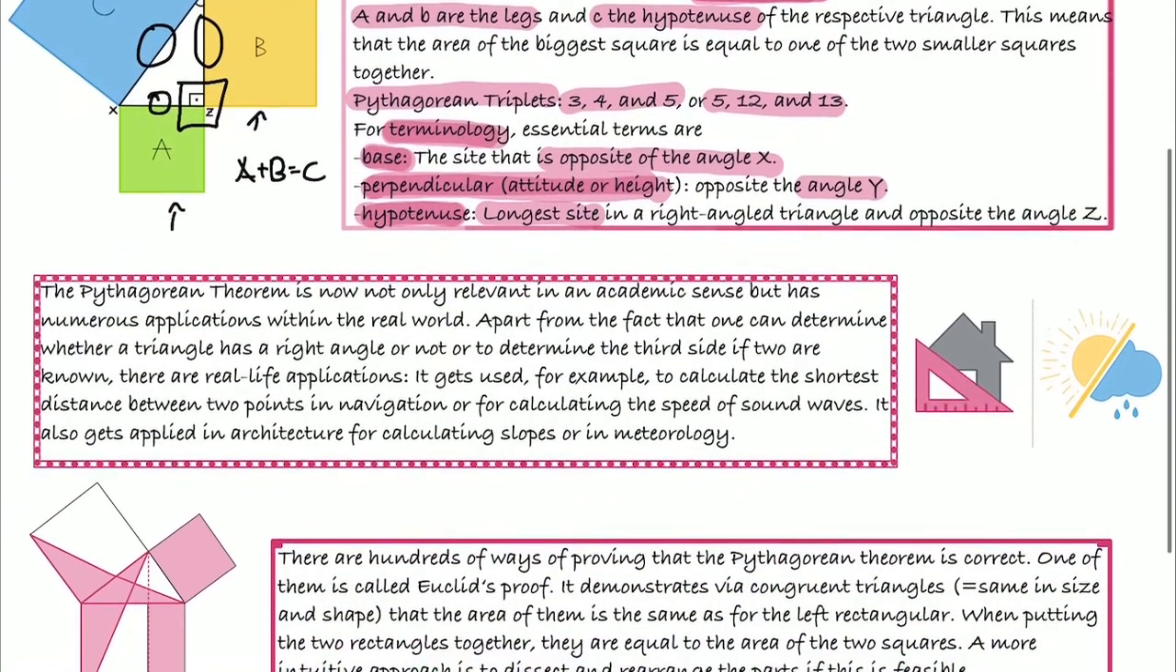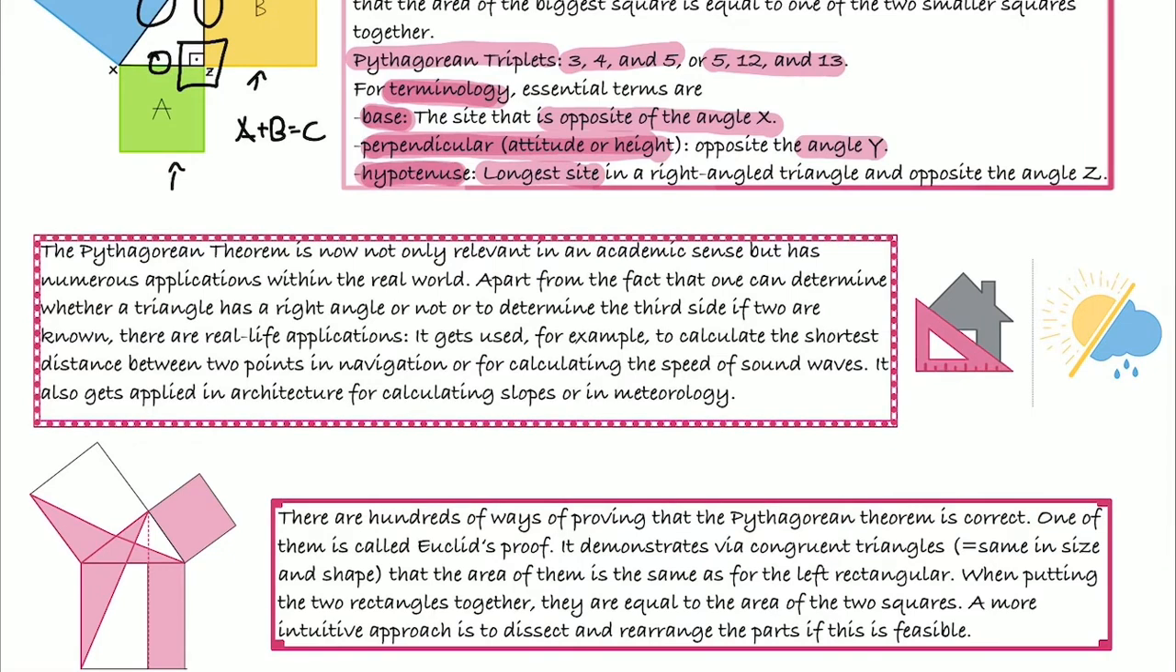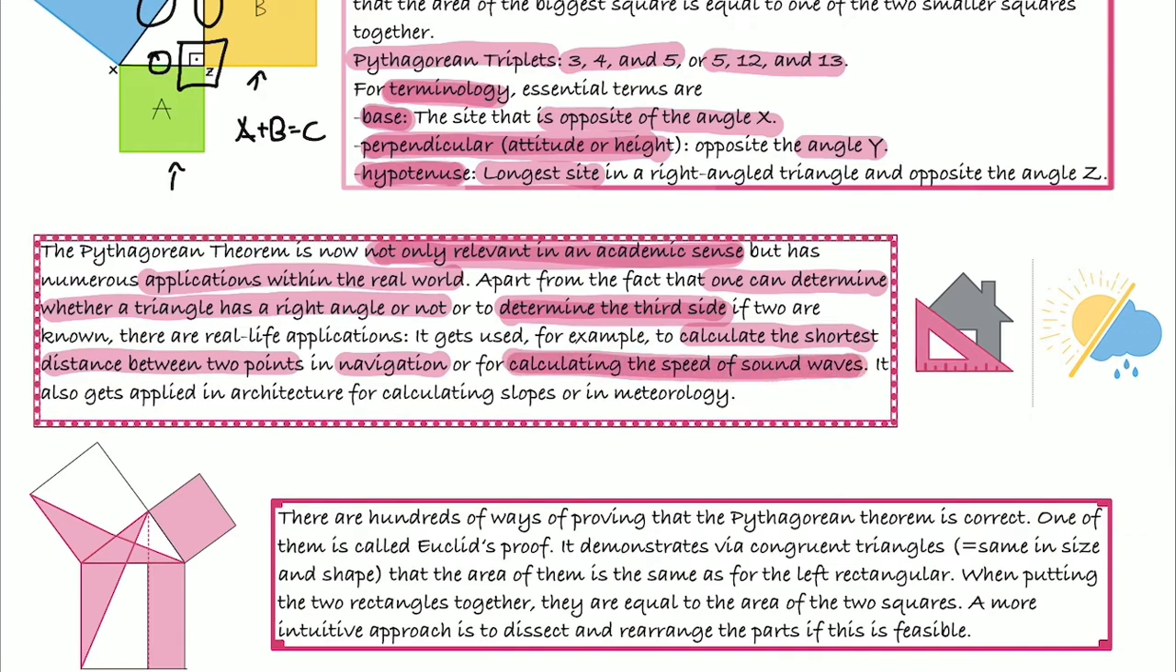Well now, of course you have to study it in school or also at university, but there are also real world applications. Apart from just determining whether a triangle has a right angle or not, or to know what the third side is, it gets used, for example, to calculate the shortest distance between 2 points, which is very useful when we're talking about navigation, or also for calculating the speed of sound waves. Furthermore, there are applications in architecture and meteorology.